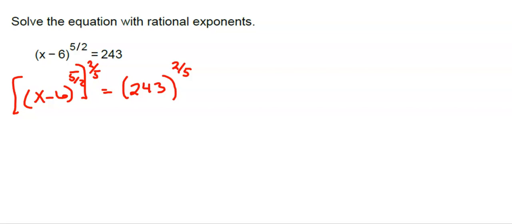Now we're choosing that power for a very specific reason, and it's because of properties of exponents. On the left side we have an x minus 6 raised to a power raised to another power. When we raise a power to a power, we multiply the powers, and 2/5 times 3/2 is 1. So the left side is x minus 6 to the first, or just x minus 6. And on the right side, we've got 243 to the 2/5 power. So we might want to think about what that means.